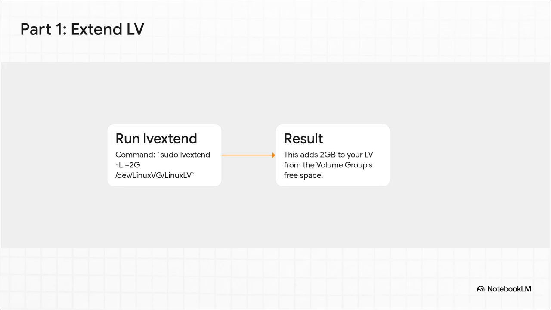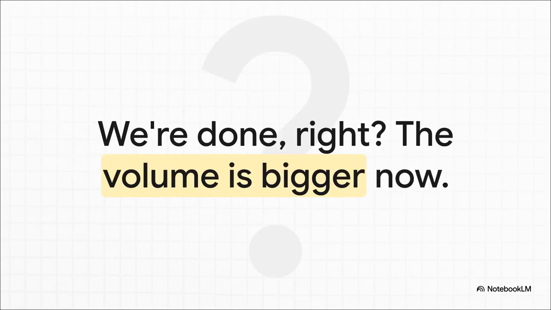The first step is the lvextend command. Look how simple this is. -L plus 2G literally just means add another 2 gigabytes to this logical volume. LVM then looks at the free space in our main volume group, grabs 2 gigs, and tacks it onto our LV. It's that easy. So at this point, if you check, you'll see your logical volume is indeed bigger. The job's done, right? We can pack it up and go home.